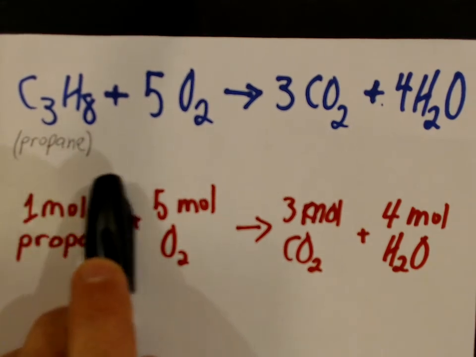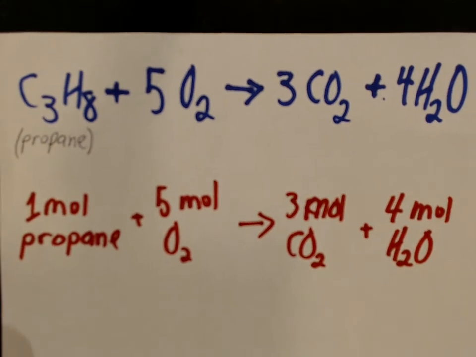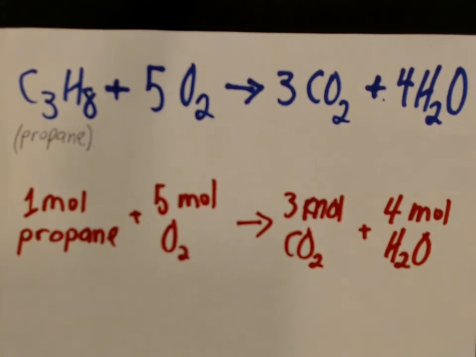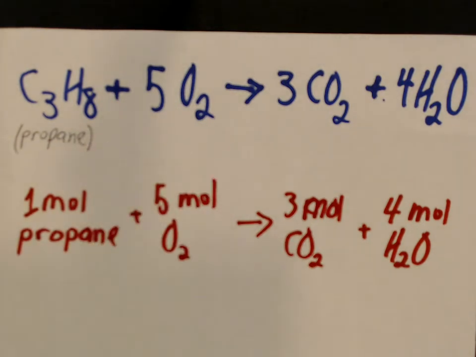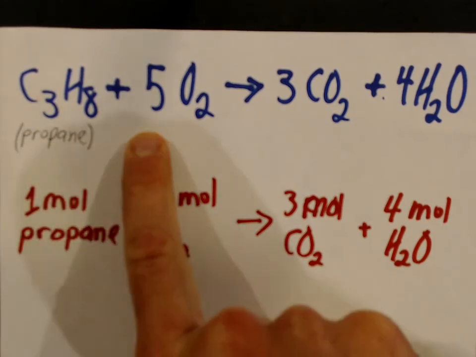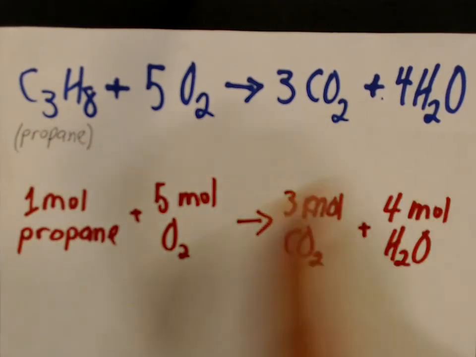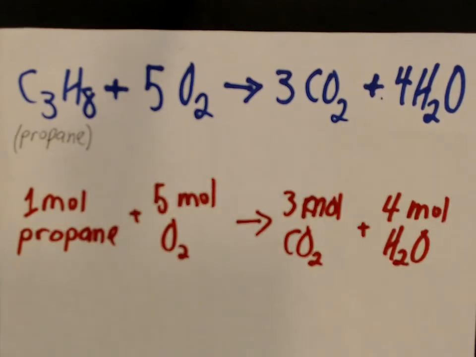C3H8 is called propane. That's right. This is the stuff that you use in your gas grill if you're barbecuing and you don't keep it real. Propane reacts with oxygen, good friend O2, to produce carbon dioxide and water. And each of these compounds has a coefficient in front of it: 1, 5, 3, and 4. And what do those coefficients mean?